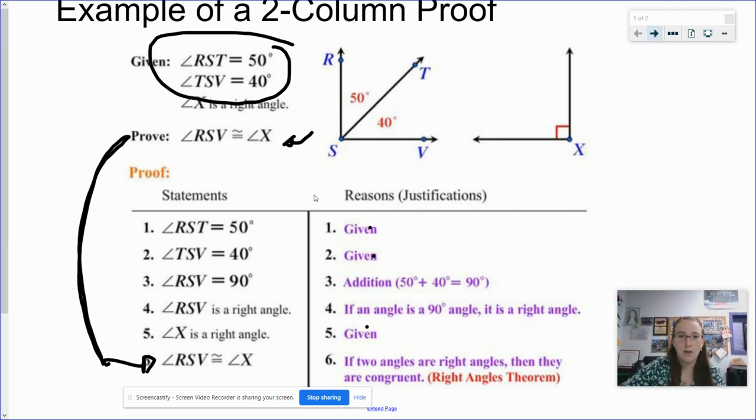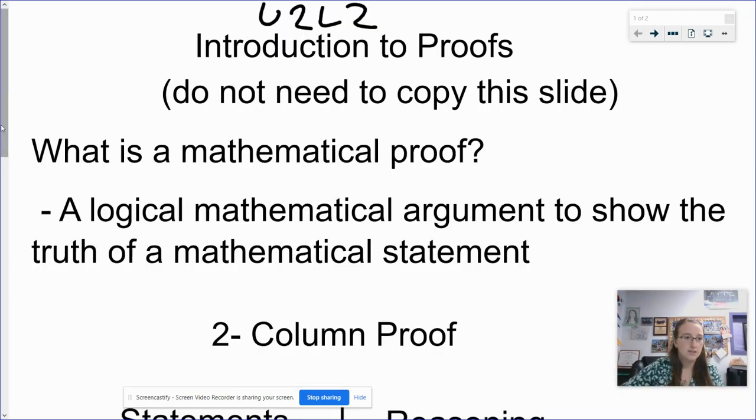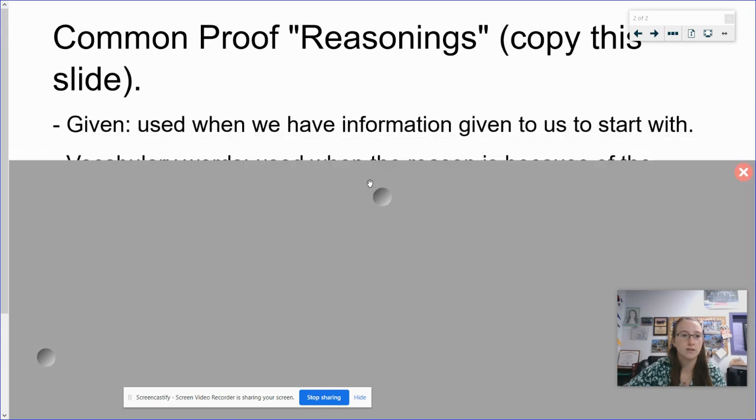So now I do want you to copy this next slide. It is going to be a little bit of writing. So here are some common reasonings that we're going to come across, because again, there are only so many we use because we keep this pretty simple. And like I said, reasonings are what is in the second column. We have statements. The statements will all be given to you in this class to make it easier. You have to come up with the reasons. So here are common reasons you can use.